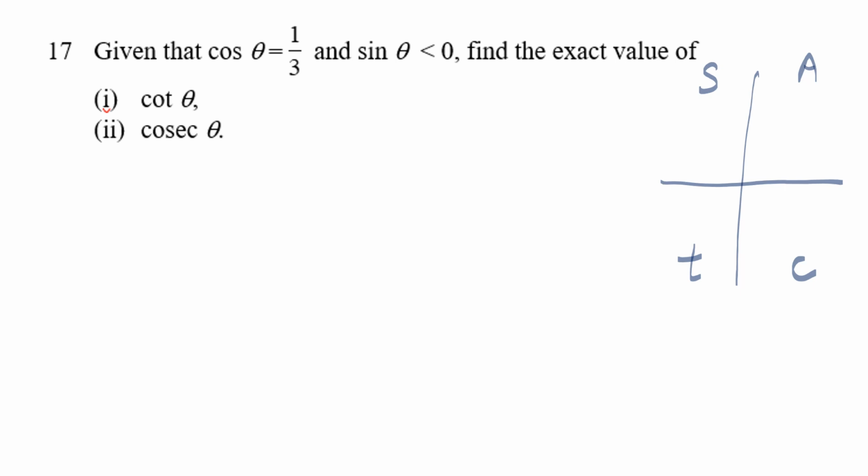So using your ASTC, let's deduce what value your sine theta will obtain. It has to be a negative value. Less than 0 means a negative value. That means the trigonometric ratio for the sine of this angle is negative. And to get a negative value, it can only happen in the third and the fourth quadrant. Why? Because in the third quadrant, okay, let's label the angle again, in the anti-clockwise direction.